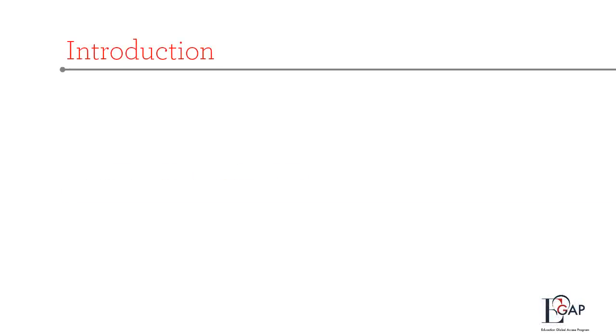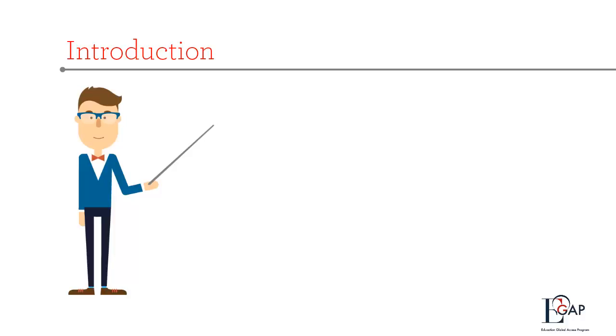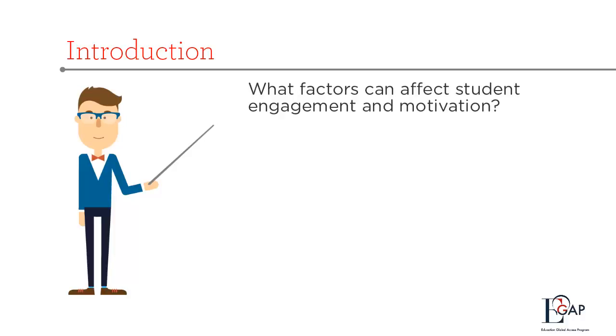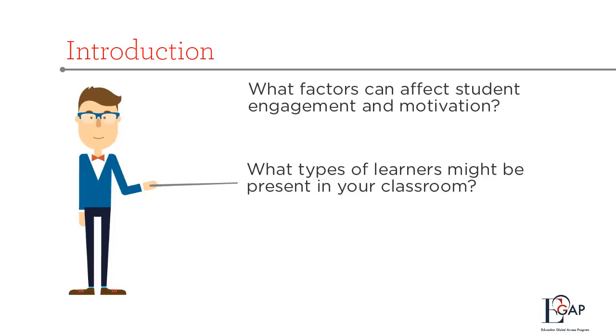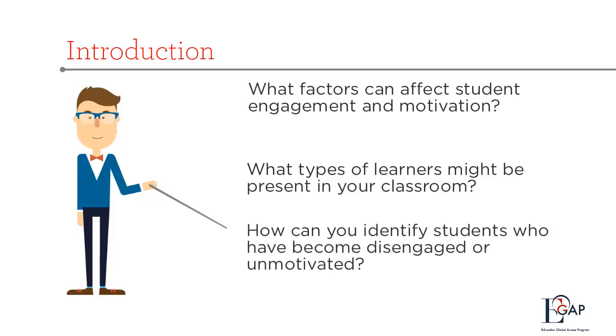You have just read about the importance of student engagement, motivation, and achievement in the classroom. As you watch this video, keep the following questions in the back of your mind. What factors can affect student engagement and motivation? What types of learners might be present in your classroom? How can you identify students who have become disengaged or unmotivated?